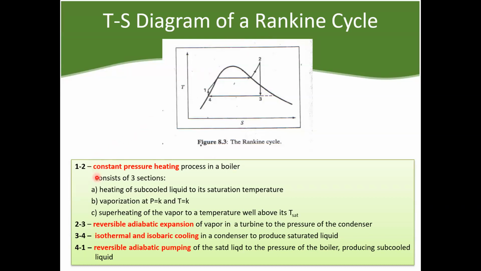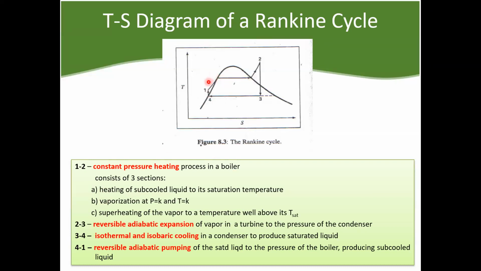So, the TS diagram of a Rankine cycle consists of the following steps. First, the constant pressure heating. So this is an isobar right here. Constant pressure heating in the boiler consists of three sections. First, heating of subcooled liquid, so subcooled, we're outside the saturation curve, to its saturation temperature. Why saturation? It touches now the saturation curve, right? So that's A.